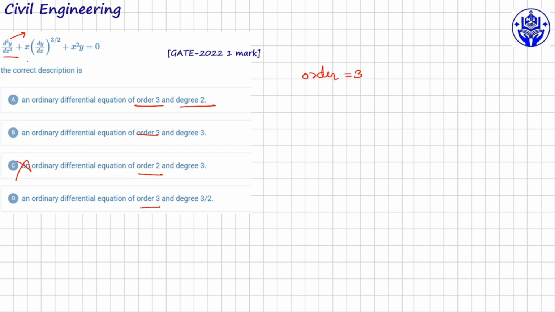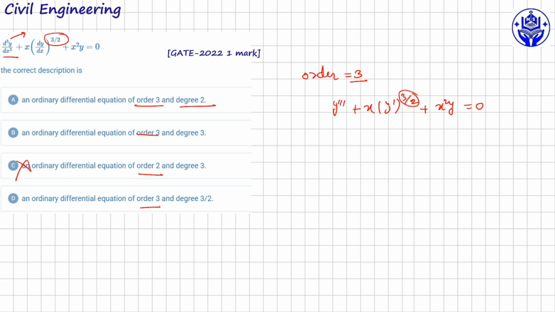Okay, see one thing. Whenever we talk about the degree of a differential equation, it is necessary that there should not be any radical or any fractional power present. Now order is 3, but if I write it as y triple dash plus x y dash power 3 by 2 plus x square y is equal to 0, here a radical is present.